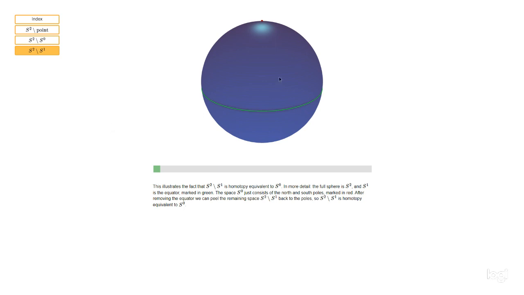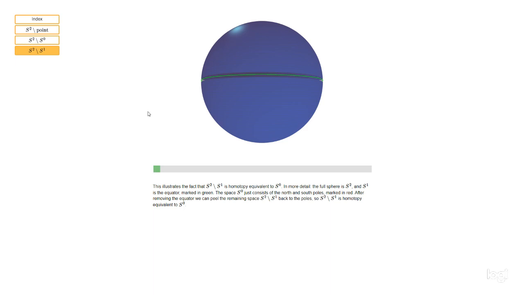And here's a similar thing we can do. Instead of removing an S0 from S2, we can remove an S1, a circle. The circle we're going to remove is the equator. Here we've marked the equator in green. If we remove the equator, then we can pull everything else either up to the North Pole if it starts in the Northern Hemisphere, or down to the South Pole if it starts in the Southern Hemisphere. So the message is that if we take S2 and remove S1, what we're left with consists of the two poles, which is a copy of S0. So we're saying that if you take S2 and remove S1, that's homotopy equivalent to S0.